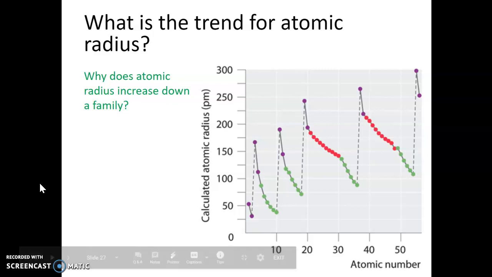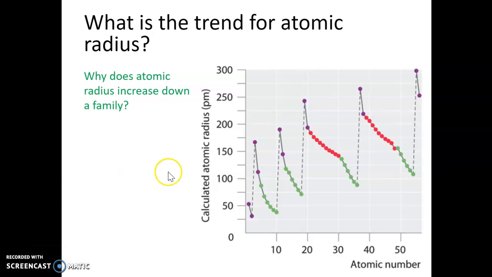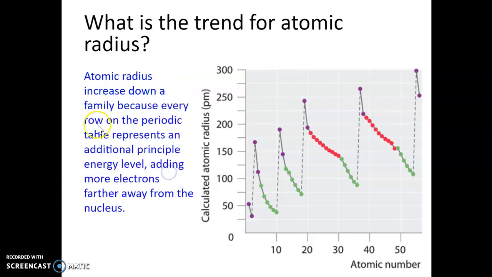So why does atomic radius increase down a family? Atomic radius is going to increase down a family because, like we were talking about, you add an energy level every time you go down a row on the table. And so every time you add an energy level, you get farther and farther away from the nucleus, and so it's going to get bigger and bigger.